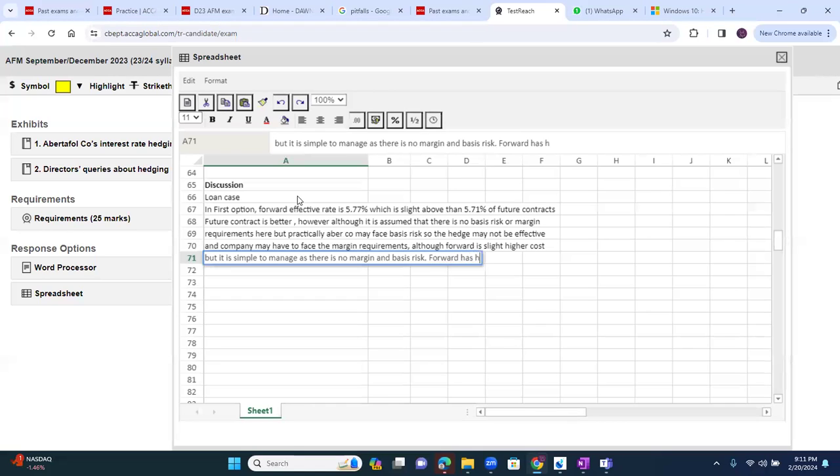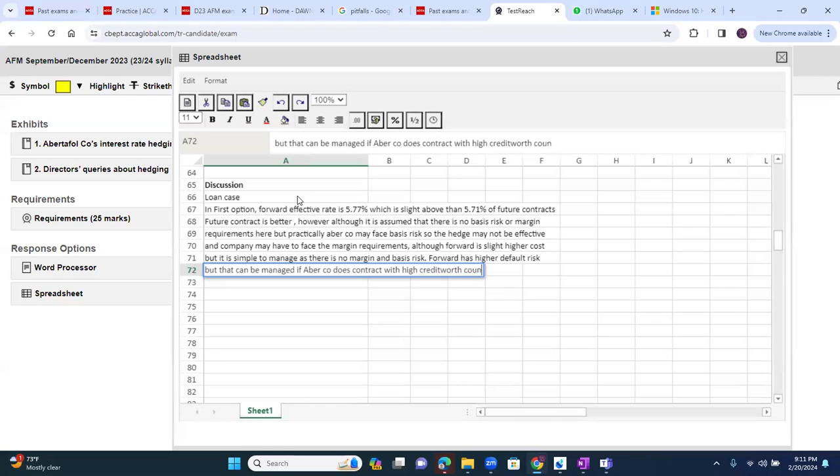Forward has higher default risk, but that can be managed if Aber company does contract with high credit worthy counterparty. Okay, do read its answer from the standard answer as well, but I explained it generally. Okay, that was the loan case.